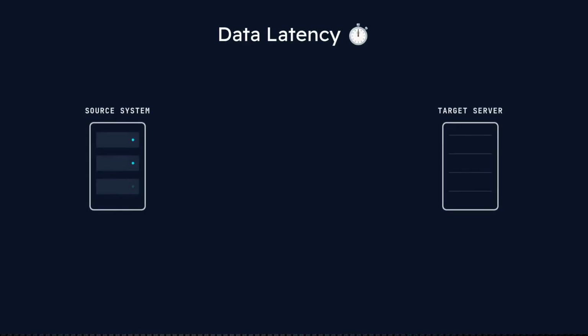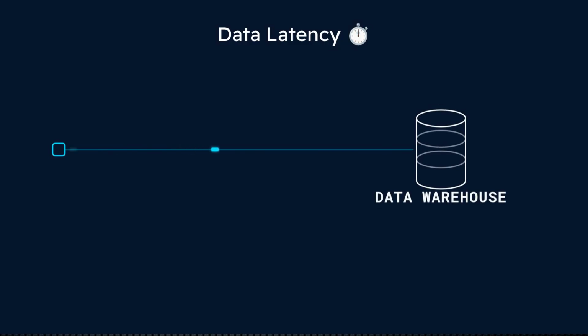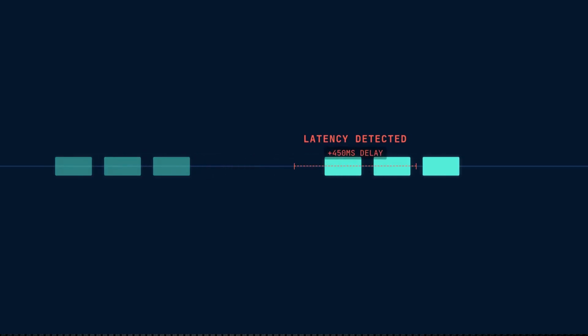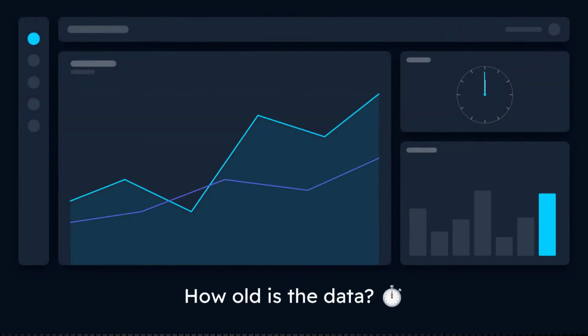Data latency refers to the time between when a data event is generated in a source system and when that data becomes available in your data warehouse or data lake for analysis. In other words, data latency measures the lag in the ingestion pipeline. It answers the question, how old is the data I'm looking at right now?